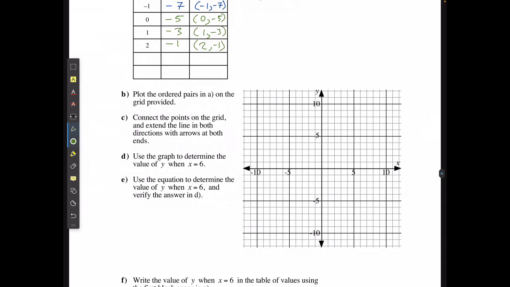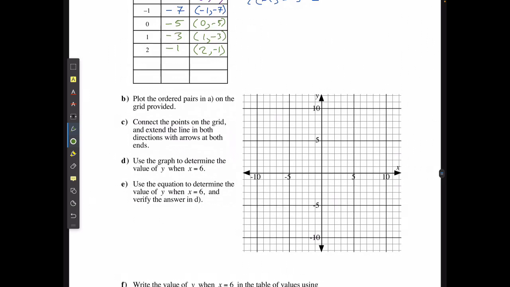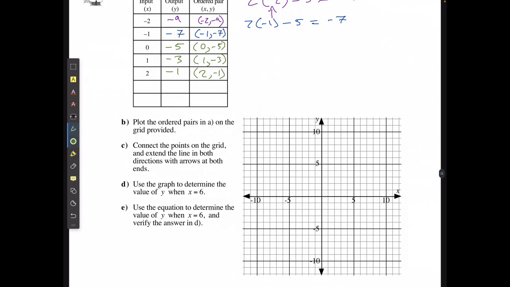I'm going to plot the ordered pairs from section A on the grid. So I'm going to start at the point of -2 for x and -9 for y. And there's my first value. Then I'm going to go to -1 for x and -7 for y. I'm going to go to 0 for x and -5 for y, 1 for x and -3 for y, 2 for x and -1 for y.